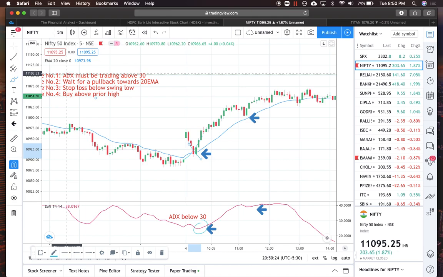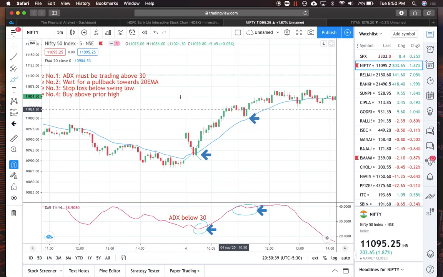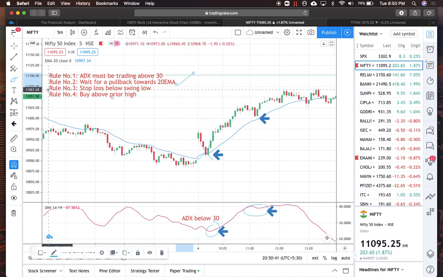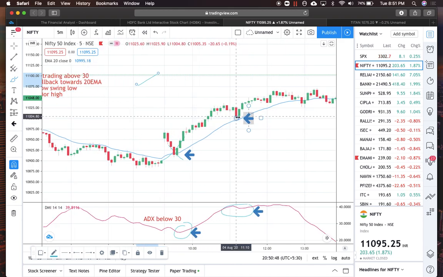So rule number 1, ADX above 30. You have a great ADX trading in the 40 zone. Trending market, check. Rule number 2, wait for a pullback towards the 20 EMA. You're coming back towards that 20 EMA. That's rule number 2, check. Rule number 3, now you're in a buy side position. You will be placing a stop loss below the low now. So this is a swing low.